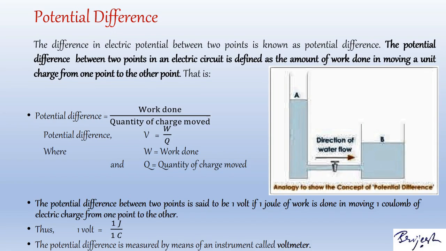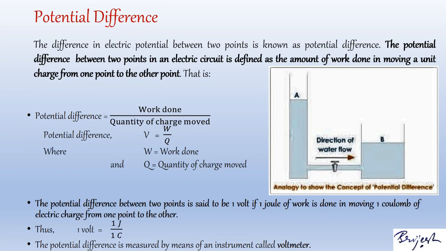The potential difference between 2 points is said to be 1 volt if 1 joule of work is done in moving 1 coulomb of electric charge from one point to another. Thus, 1 volt is 1 joule per 1 coulomb. The potential difference is measured by the instrument named voltmeter. The voltmeter is always connected in parallel. Another name for voltage is potential difference.